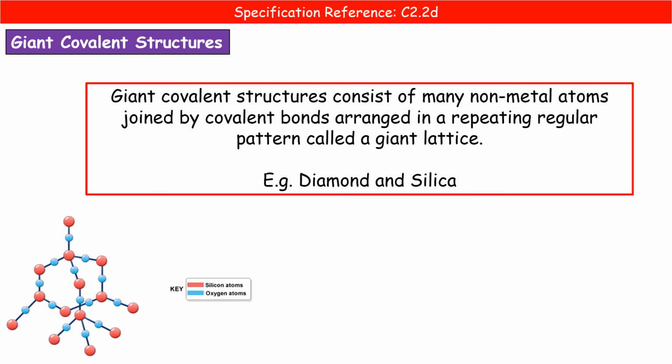When we are bonding these atoms together in our covalent structures, rather than just simple molecules, some others form giant covalent structures, which is just where we have many non-metal atoms joined together by these covalent bonds in a repeating regular pattern. Again, because we've got a repeating regular pattern, that is a giant lattice, just a giant covalent lattice in this case. And good examples here are diamond and silica.